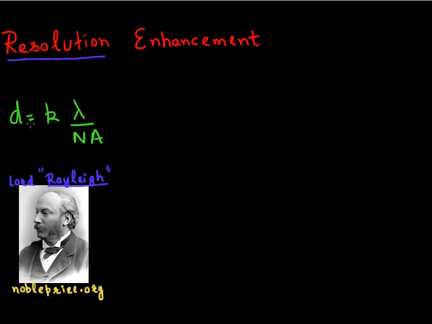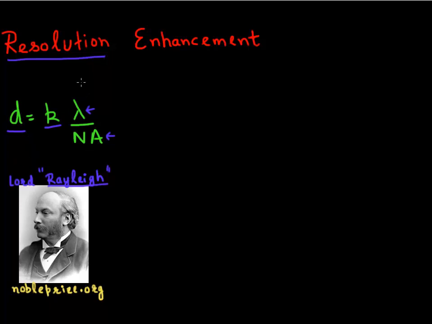Lord Rayleigh himself. And what it describes is that the minimum feature size that you can print, denoted by this letter D, is proportional to the wavelength of the light you are using. It's inversely proportional to the numerical aperture, and it has a proportionality constant which is called K, and it essentially just relates, for a given wavelength and a given numerical aperture, what is the minimum distance that you can print.